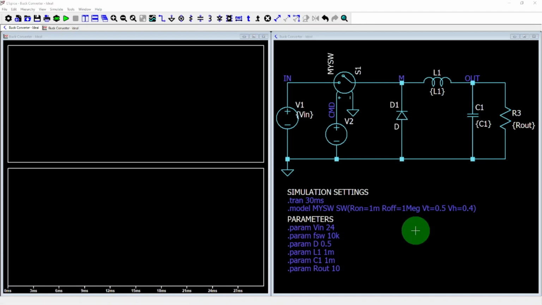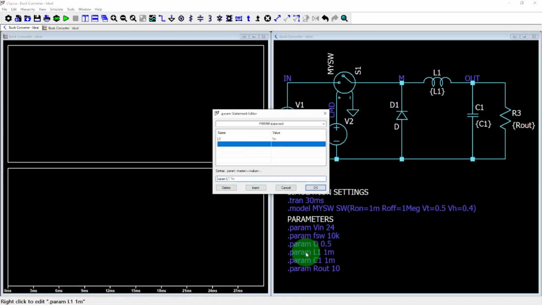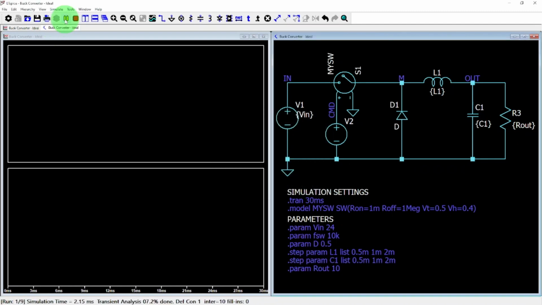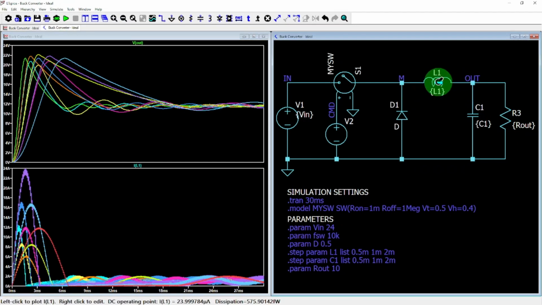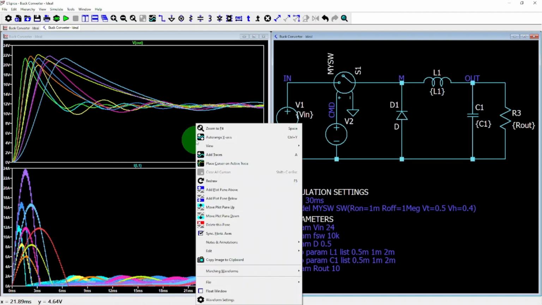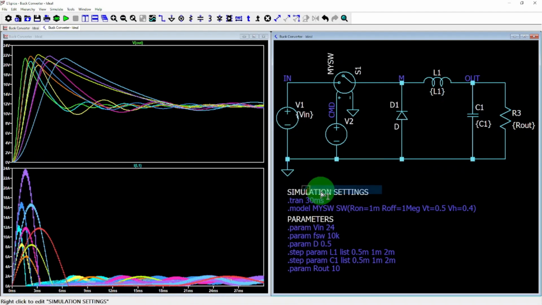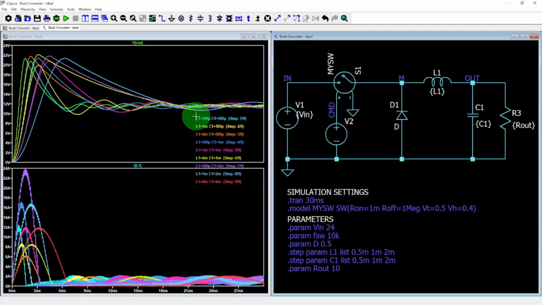If you've been following along, you'll know the resonance frequency depends on the values of inductance and capacitance. Let's experiment by changing the inductor and capacitor values to 500 microhenries and 500 microfarads, 1 millihenry and 1 millifarad, and 2 millihenries and 2 millifarads, then rerun the simulation. What we observe is that the L and C values significantly affect the resonance frequency, but they don't seem to have much impact on the amplitude of the voltage overshoot. We can annotate the plot to improve readability.